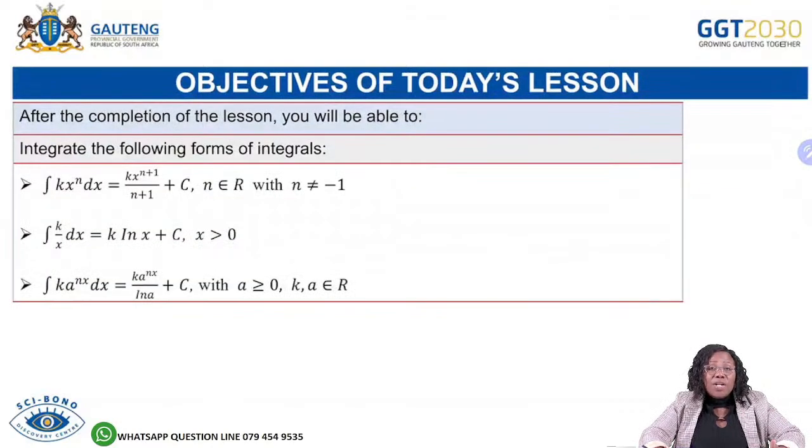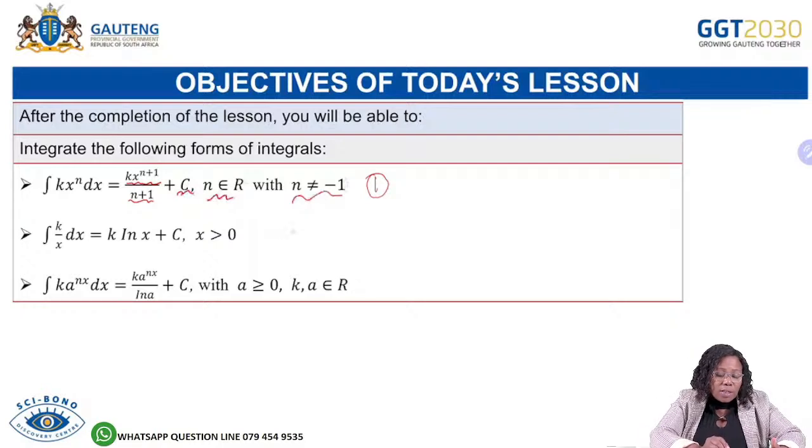Under integration, you must be able to integrate the following forms of integrals using the following rules. Rule number 1 states that if you are integrating kx to the power n in terms of x, the answer will be kx to the power n plus 1 over n plus 1. Remember to add your plus c, and n must be an element of real numbers, and n cannot be negative 1, grade 12.